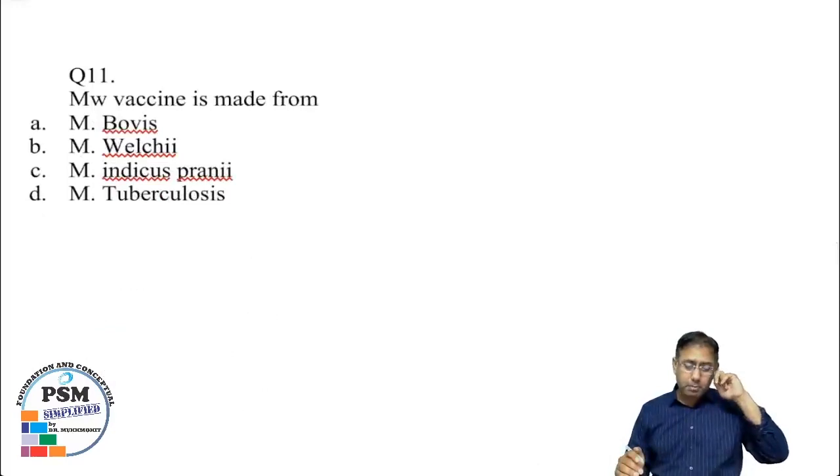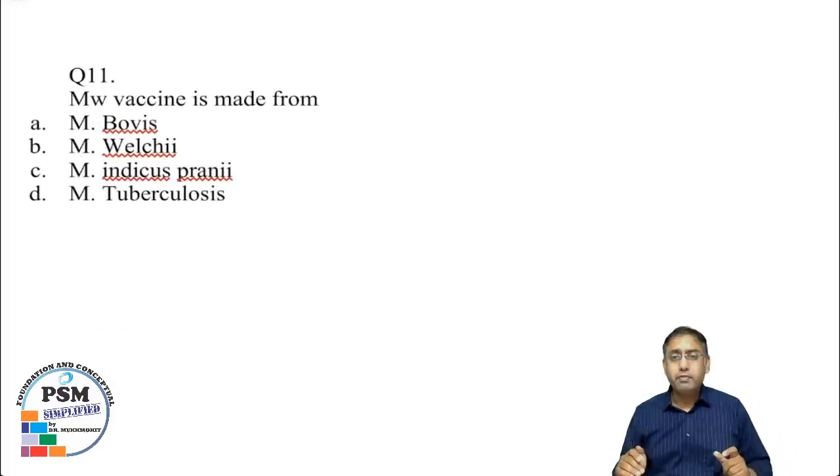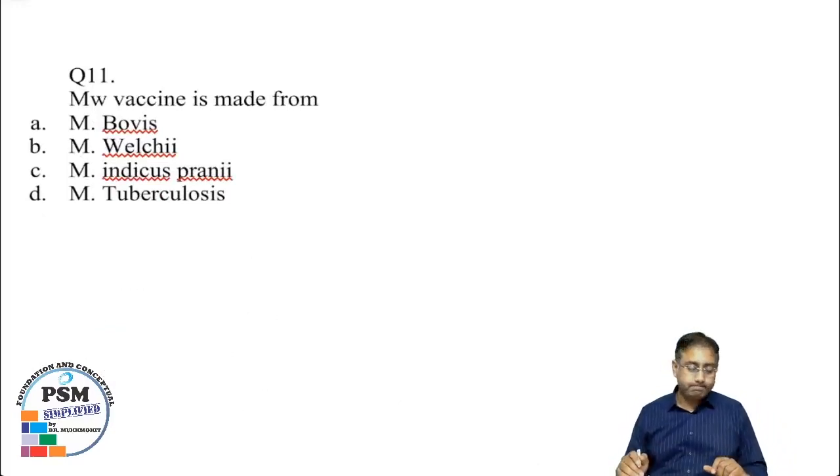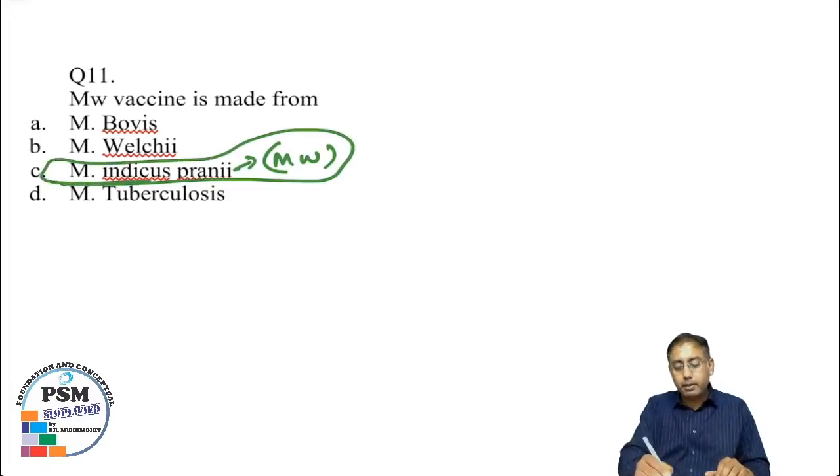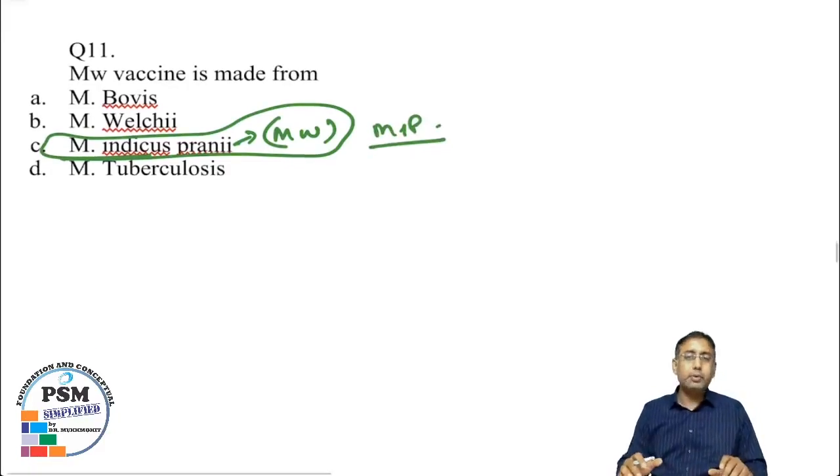Question 11, MW vaccine. I know that's not a very comfortable question. It's a little bit historical type of question. Earlier, the leprosy bacillus was Mycobacterium W bacilli. So that's why it is also called the MW vaccine, or the Mycobacterium indicus pranii vaccine, MIP vaccine. For leprosy is MW vaccine. So nothing very special, and we need to just remember it.